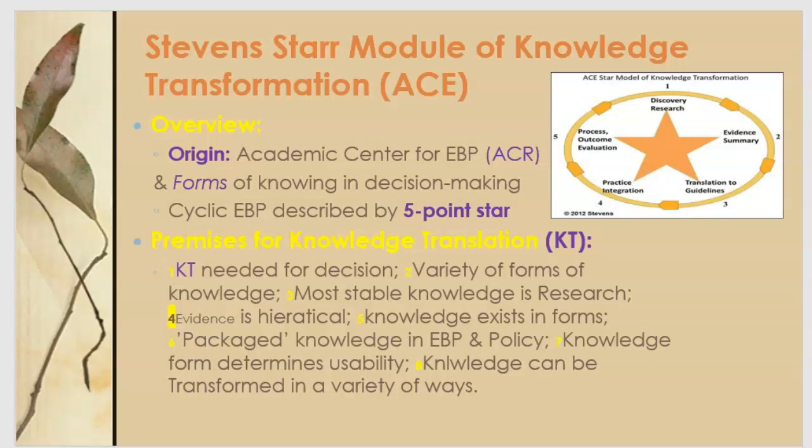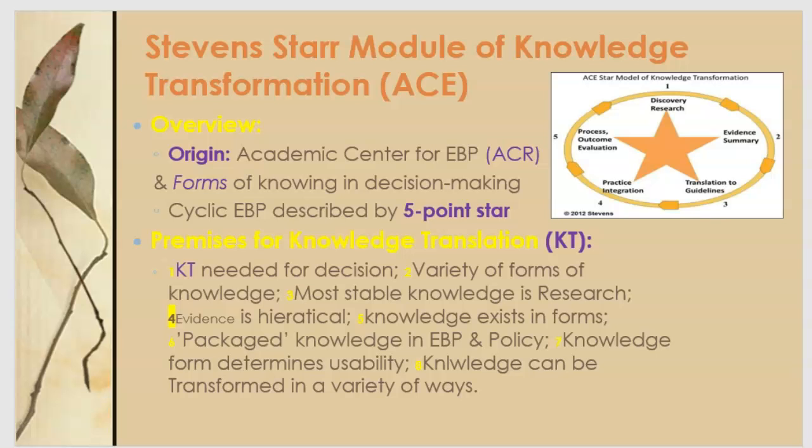There are 5 points on the star, which really shows you that cyclic approach to evidence-based practice, where you literally are going 1 through 5 and then starting back at 1 again. The premise is for knowledge translation, so we're back to that knowledge translation piece again. And there are approaches that are used in each of those individual pieces. So the first is that knowledge translation is needed for decisions that are made. So that is a premise.